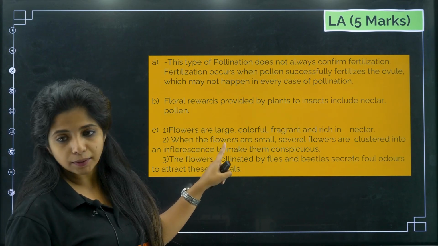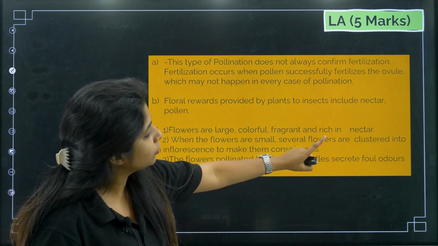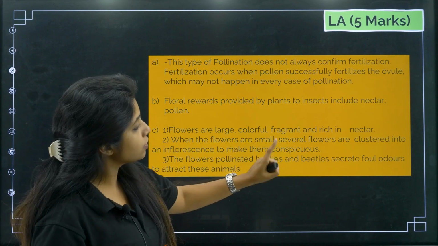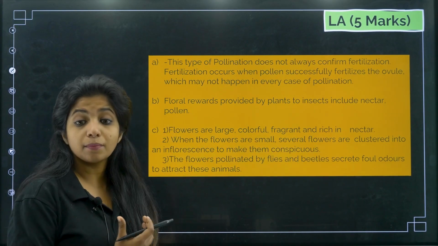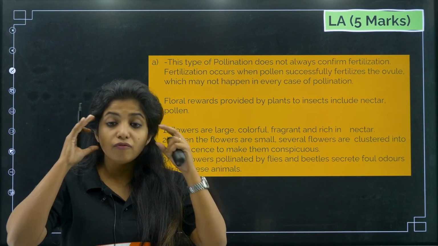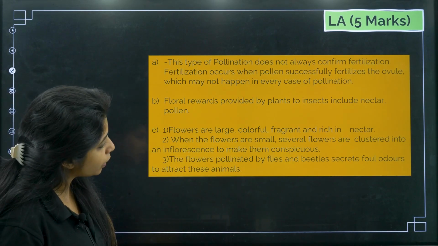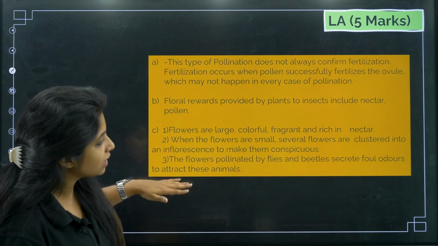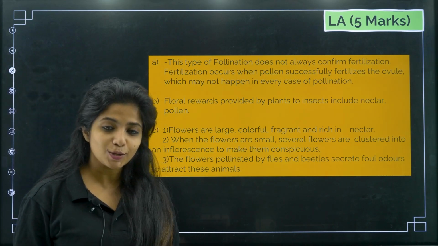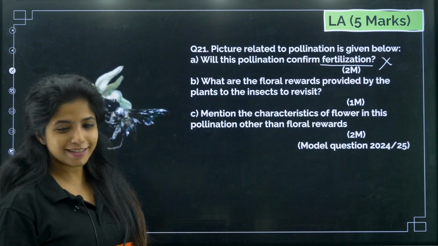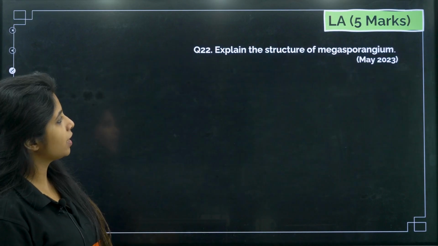Flowers are basically the plant. Okay. Flowers are large, colorful, fragrant and rich in nectar. When the flowers are small, several flowers are clustered to form an inflorescence, which makes them conspicuous, as in very large, very visible. Okay. Now, the flowers pollinated by flies and beetles secrete foul odors to attract these animals. Okay, so that is also one more feature. Works? Cool? Let's go to the next question.